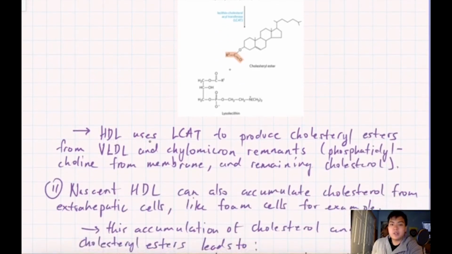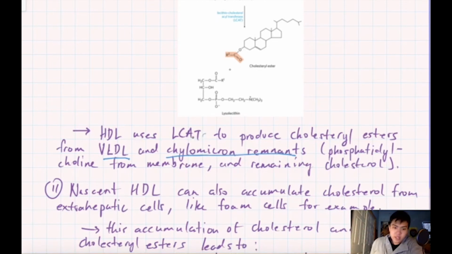So your HDL is going to use LCAT to produce cholesterol esters, right? We said that just now. But it's going to use precursors from your very low density lipoproteins and chylomicron remnants. After your VLDL has done its job, and your chylomicron has done its job, it's going to leave behind a remnant, right? And this remnant is going to have some cholesterol still in it, and it's going to have its phospholipids and phosphatidylcholines in its membrane.